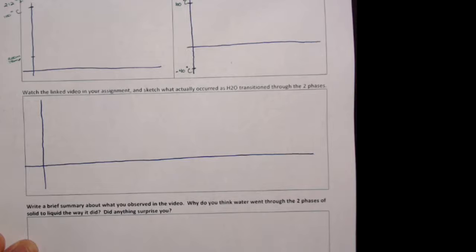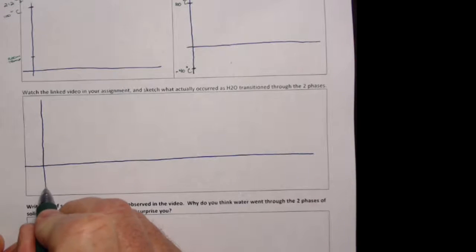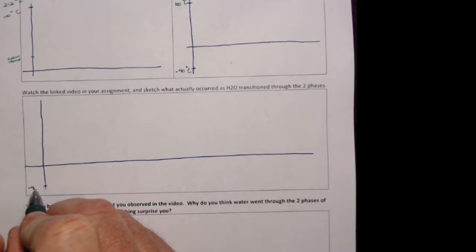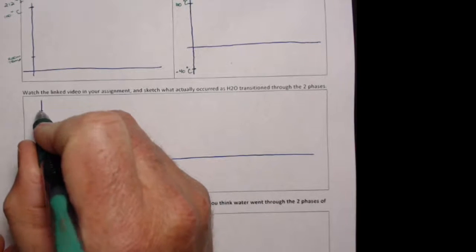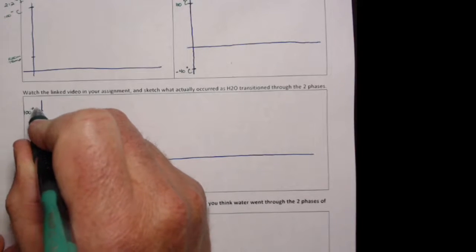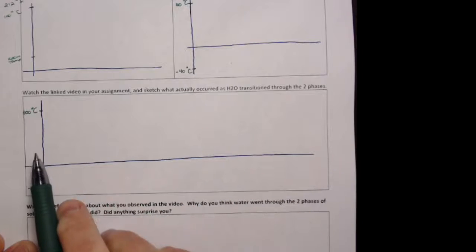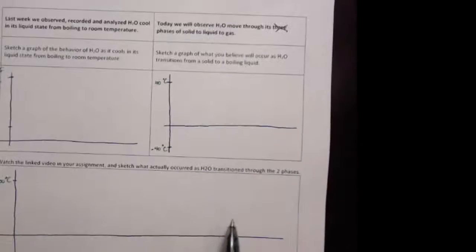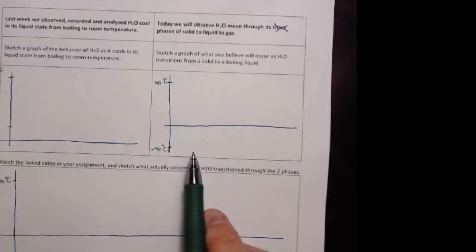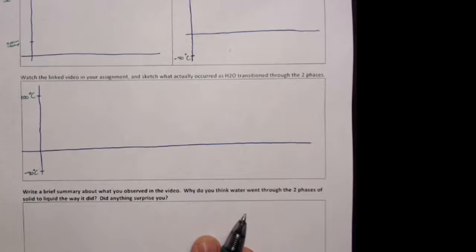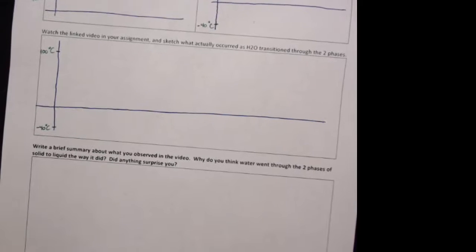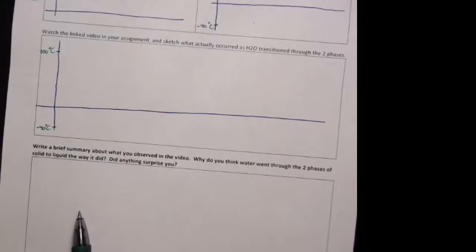when water as a solid heats up. It's going to start at negative 40 degrees Celsius, and it's going to go up to 100 degrees Celsius. And so on this one, you're going to observe and sketch what actually happens. So do this one before you watch the video, do this one after, and then down here you're going to write a little summary of what you're observing and any surprises or things you knew.